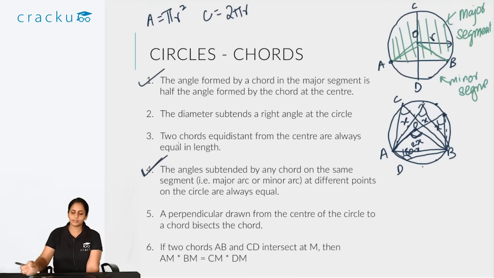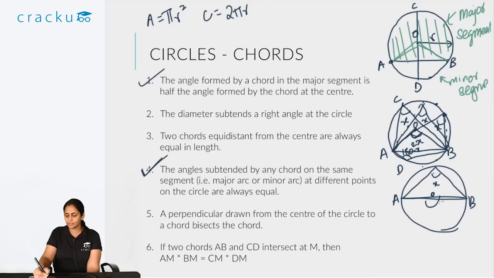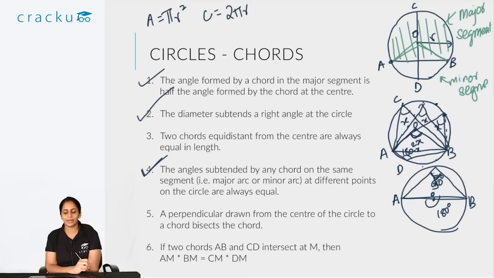From 1, you can also infer that since diameter is just a special type of a chord, it should follow this value. That is, this angle should be half of this angle. If this AB is a diameter of the circle, it passes through O. So the angle subtended by AB at O is 180 degrees. From this we can infer that the diameter would subtend 90 degrees at any point on the circumference of the circle. So the diameter subtends a right angle at the circle. So from 1, you can also infer 2.